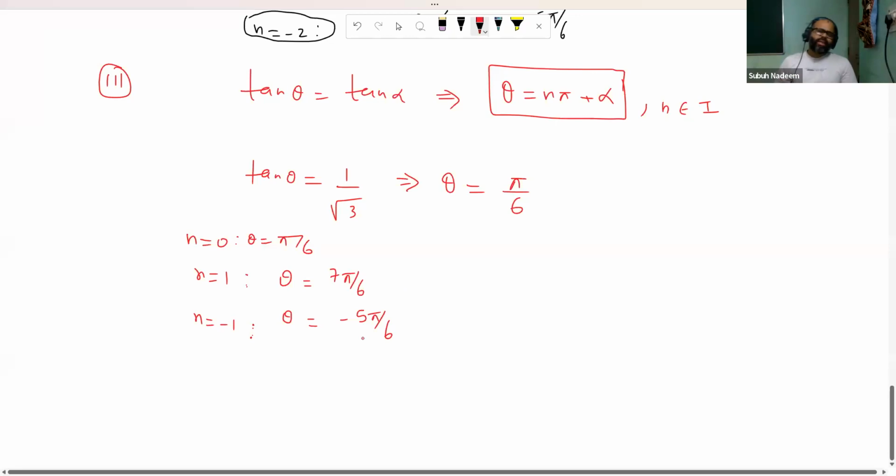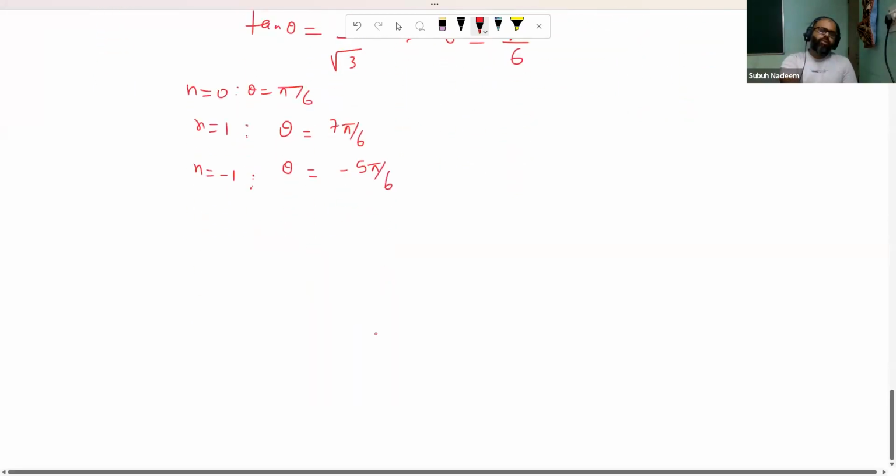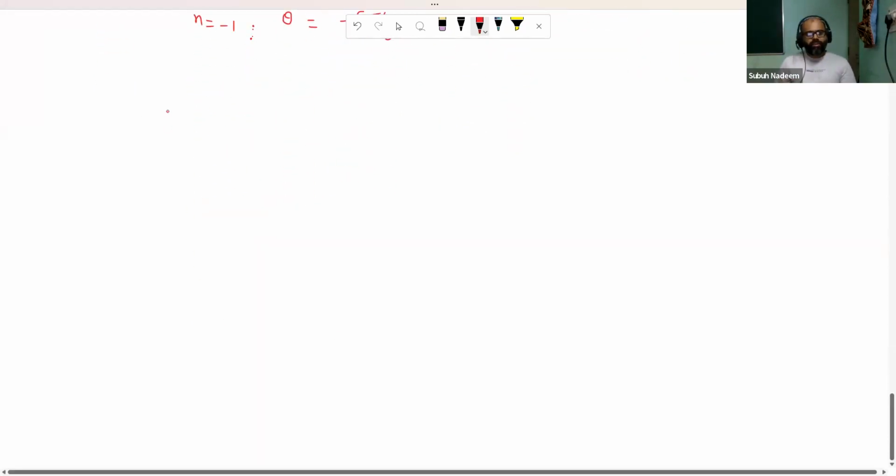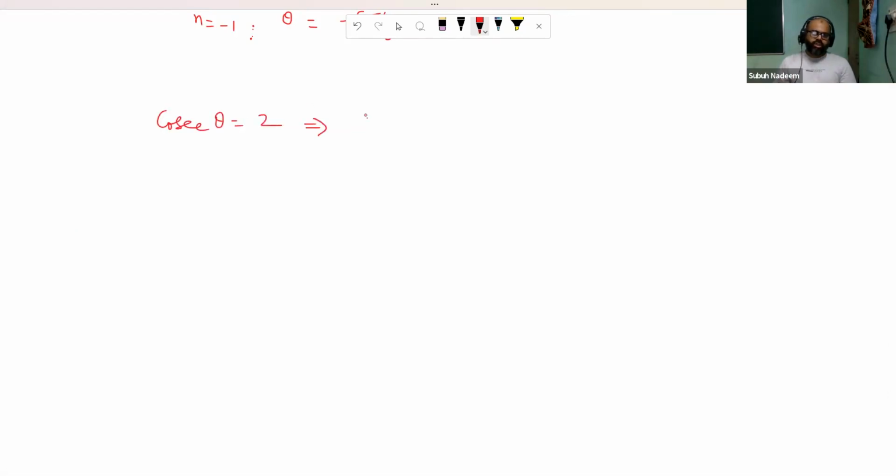Now cosec theta, sec theta, cot theta, we don't have to worry about that, because if cosec theta is given something like, suppose cosec theta is equal to 2, we'll simply change it to sine theta is equal to half, because it is reciprocal of sine theta, and we will apply the general solution of sine theta. Similarly, if there is a sec theta, we'll take the reciprocal and change it into cos theta and find the general solution of cos theta. Similarly, cot theta also will change into tan theta. So we can do these things.